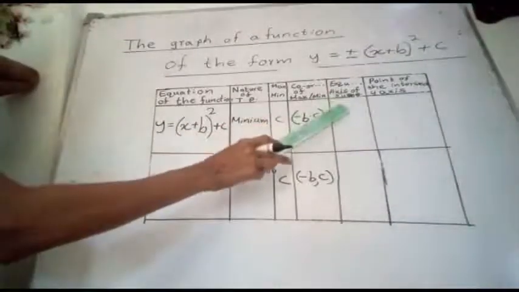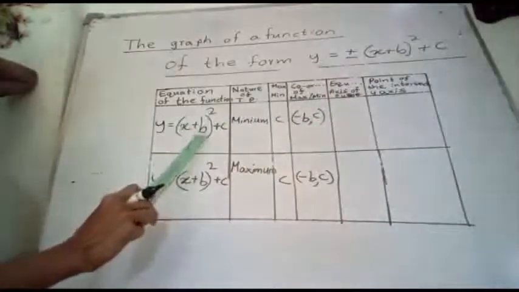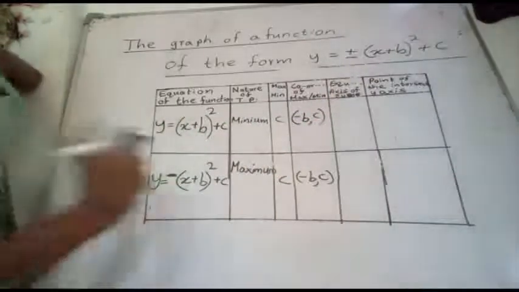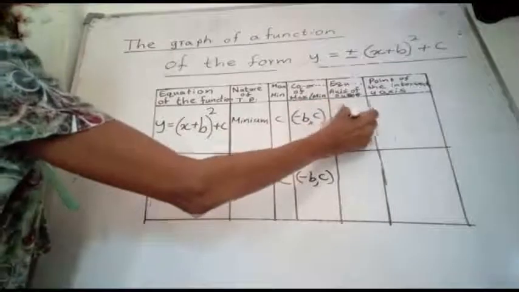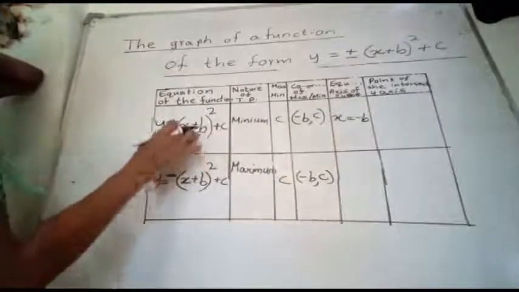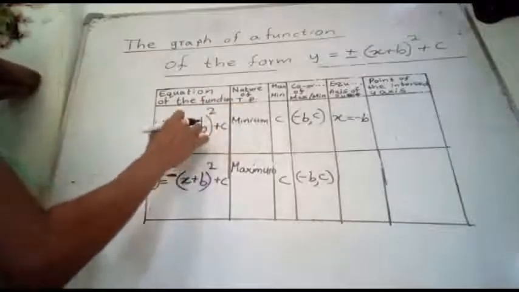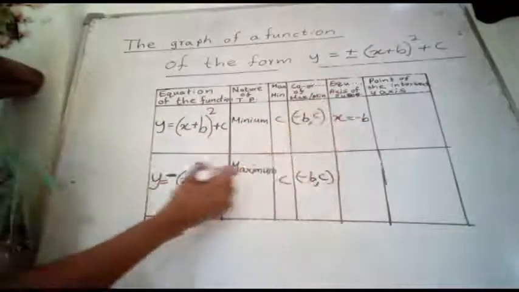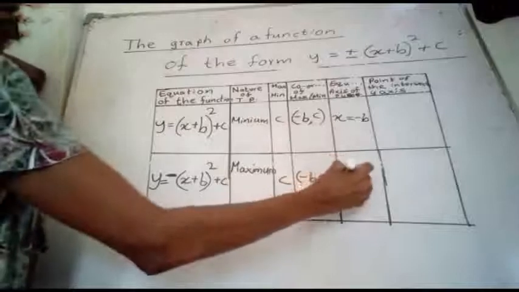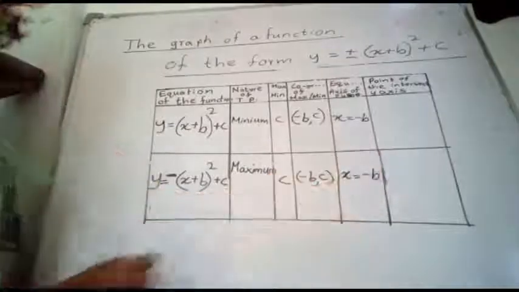Equation of the axis of symmetry. Here positive b, it changes. x is equal to negative b. If the sign here is negative, we change this sign here. Here x is equal to negative b.